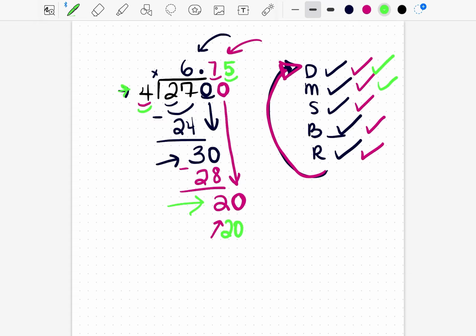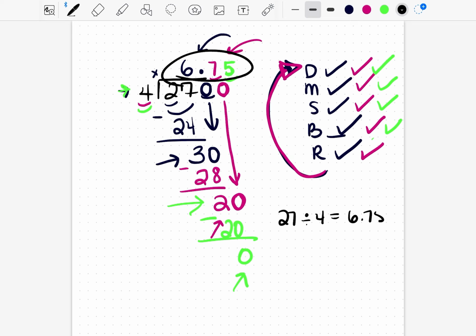We put the 20 here. Whenever we multiply, we put it on the bottom. Then we subtract. 20 minus 20 is 0. Whenever we get 0, the remainder is 0, we can stop there. That's the end of our answer. So our answer would be 6.75. 27 divided by 4 is equal to 6.75.